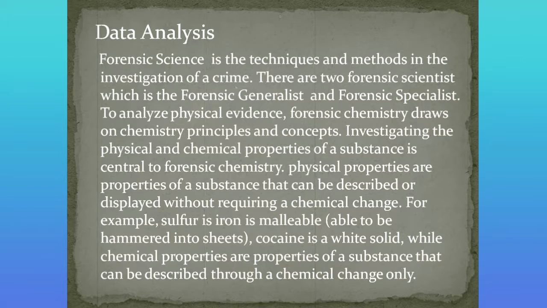To analyze physical evidence, forensic chemistry draws on chemistry principles and concepts. Investigating the physical and chemical properties of a substance is central to forensic chemistry. Physical properties are properties of a substance that can be described or displayed without requiring a chemical change. For example, sulfur is yellow, iron is malleable, and cocaine is a white solid, while chemical properties are properties of a substance that can be described through a chemical change only.